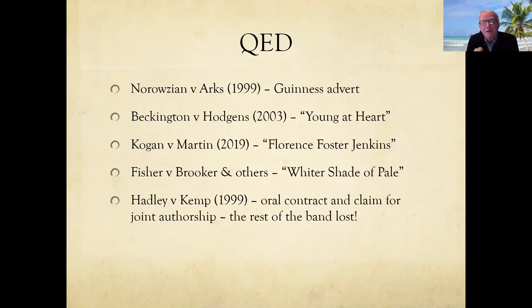Martin wrote the screenplay to the Florence Foster Jenkins movie. I don't know if any of you saw it, about that American woman who thought she could sing and couldn't, but nobody had the nerve to tell her. But Cogan was Martin's partner, live-in partner, I think, and claimed part ownership of the screenplay because she had given advice, she'd done a lot of the proofreading and so on, and claimed joint authorship, but got thrown out completely.